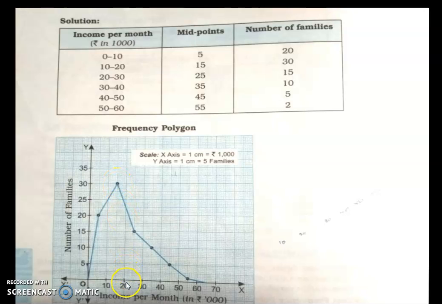Similarly 25 to 15, 35 to 10, 45 to 5 and 55 to 2.